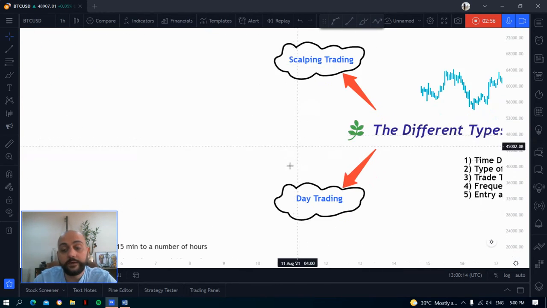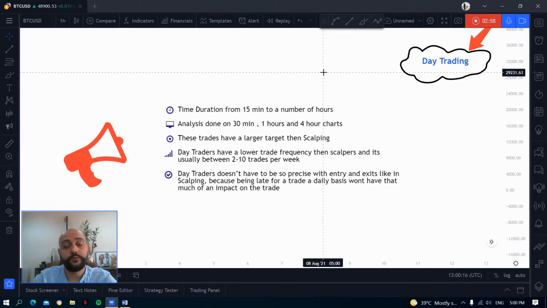Now, let's go down here and talk about day trading. Now, day trading is a little bit longer. Basically, they're trades that are happening within a day. Okay, so the time duration for the trades are usually between 15 minutes and a number of hours. When we analyze chart here, we analyze the 30-minute, 1 hour, and 4 hour charts always. These traders do have a larger target than scalper trading because of the bigger time duration, and they do have a lower frequency than scalpers. So it's usually between 2 to 10 trades per week. So like we said, it's not scalping.